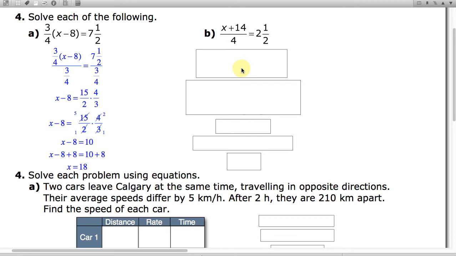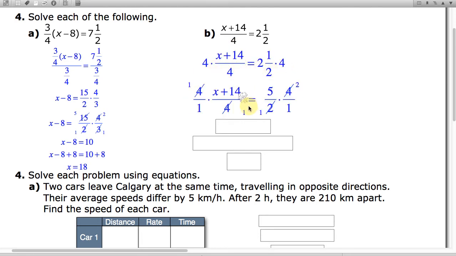Now over here in part B, we've got x plus 14 divided by 4 equals 2.5. What are we doing to x? We're adding 14, then dividing by 4. So the first thing we should do is multiply both sides by 4. That's a little bit tricky. I mean, there's a factor of 4 that divides out here, so that's the easy part.